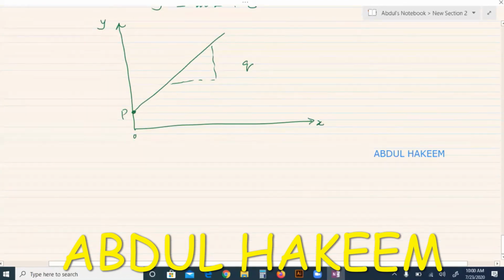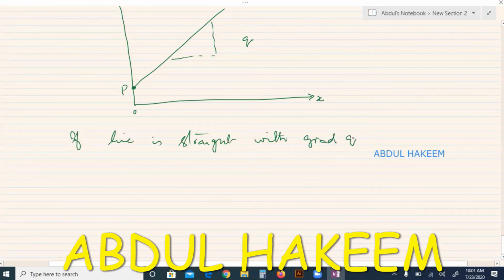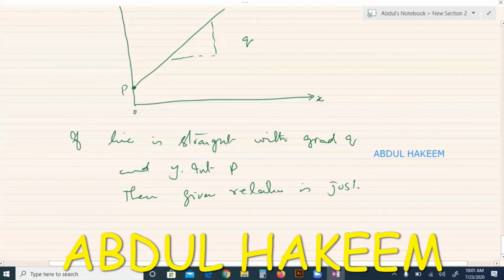Then we have to write the conclusion like if line is straight with gradient, for example, Q, and y-intercept, for example, P, then the given relation is justified.